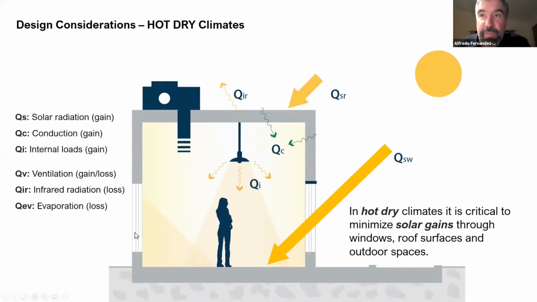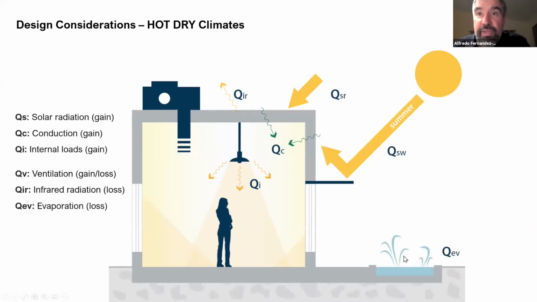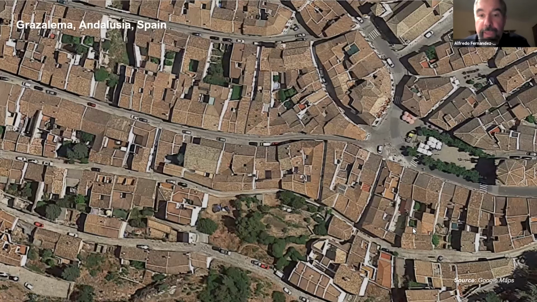And in hot, dry climates, it is critical to minimize solar gains through windows, roof surfaces, and outdoor spaces. So external shading becomes a necessity, and sometimes the use of water features, evaporation, can help create comfortable conditions. In hot, dry cities and towns developed prior to the 20th century, the urban form was uniquely developed to maximize shade of walls and windows, as well as outdoor spaces.